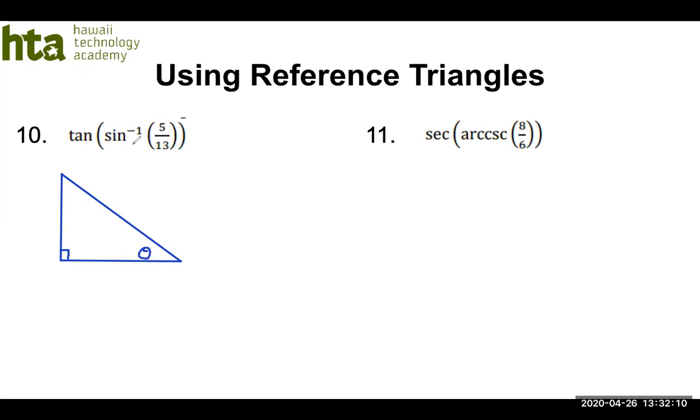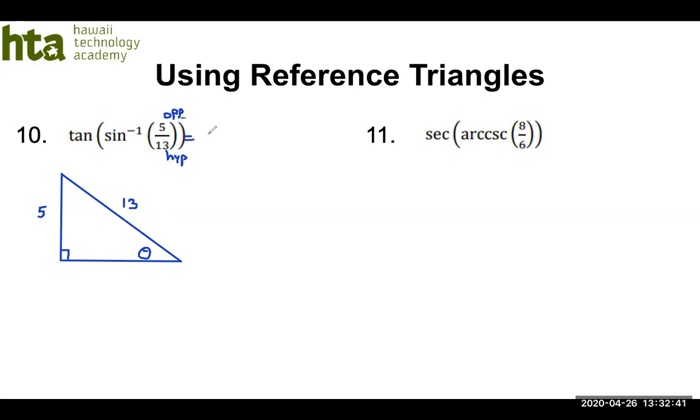All right, so this is telling us that sine inverse is 5 over 13. So what is theta if sine inverse is 5 over 13? Let's remember, sine is the same thing as opposite over hypotenuse. So if sine inverse is 5 over 13, that means the opposite of theta is 5 and the hypotenuse is 13. Our goal now is to find tangent of theta.